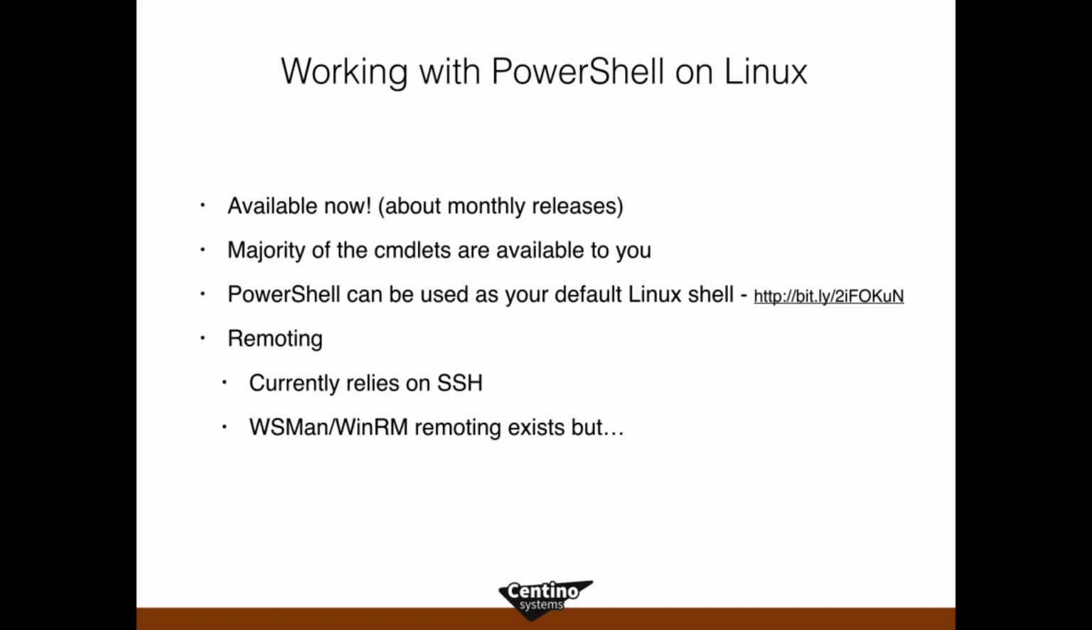We also have remoting in PowerShell on Linux as well, which currently uses SSH as its transport layer. I have lots of material on my blog about how to set that up, and also there's great documentation on GitHub, under the PowerShell projects website. WSMan and WinRM remoting does exist, but it requires that you disable Kerberos and turn on basic authentication. So I strongly encourage you not to do that on production systems in your environment.